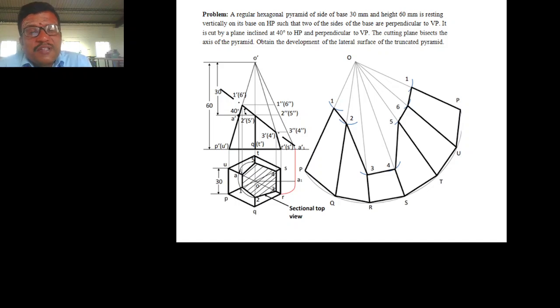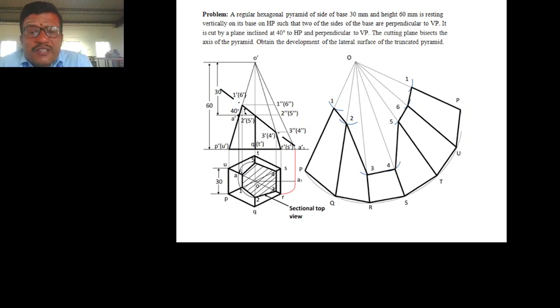So this section plane will meet the O dash P dash at 1 dash, O dash Q dash at 2 dash, O dash R dash at 3 dash. Similarly up to 6 dash. So mark it as a section plane.